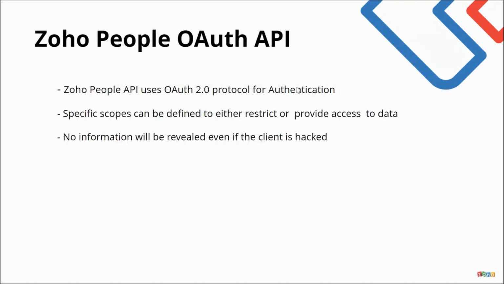Coming to Zoho People's OAuth API. So as I was saying, if we are using Zoho Creator's Deluge environment, then Zoho People's OAuth API would be used to send or retrieve data. So this also uses the OAuth 2.0 protocol for authentication purposes. And you can also define the scopes to restrict or provide access to the data. And even if the client is hacked, the information will not be revealed.